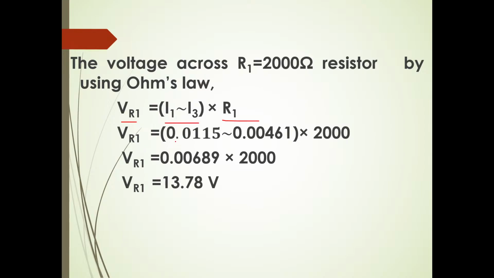So what is the I1 value? Just now we have calculated, that is 0.0115, and I3 value is 0.00461, into R1 value, 2000. Substitute it, solve it. The difference of 0.0115 and 0.00461 is 0.00689, into 2000. You just solve it, you will get VR1 equal to 13.78 volts.